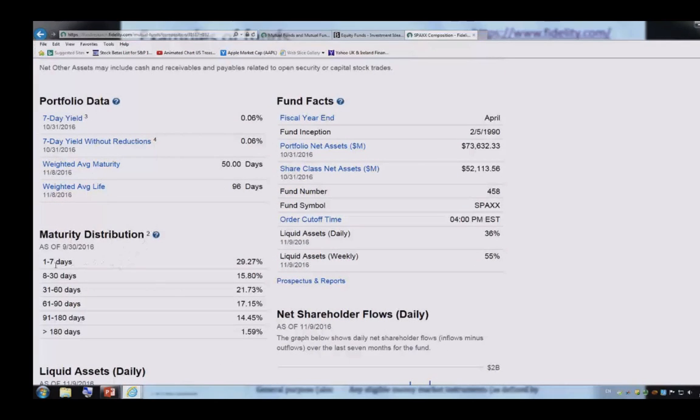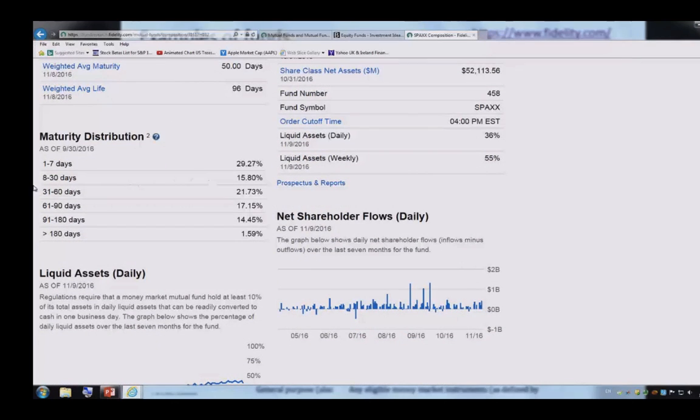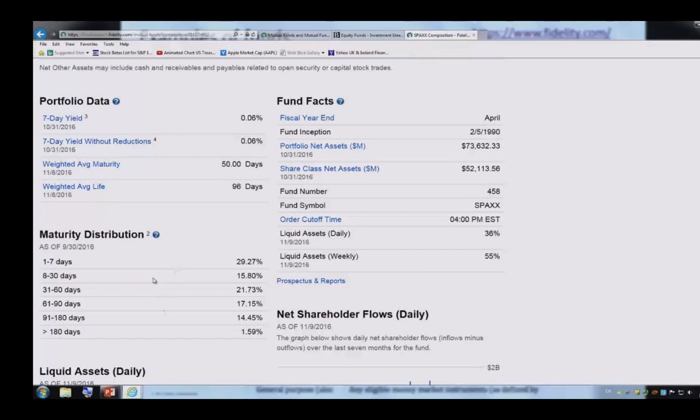This is the maturity information. 30% of the investment has very short-term maturity, between 1 and 7 days, reflecting the fact that they're investing a lot in repurchase agreements. A repurchase agreement resembles a deposit, so it's very short term. 15% is between 1 week and 1 month, and so on. And the weighted average of the maturities, the duration of their portfolio, is 50 days.